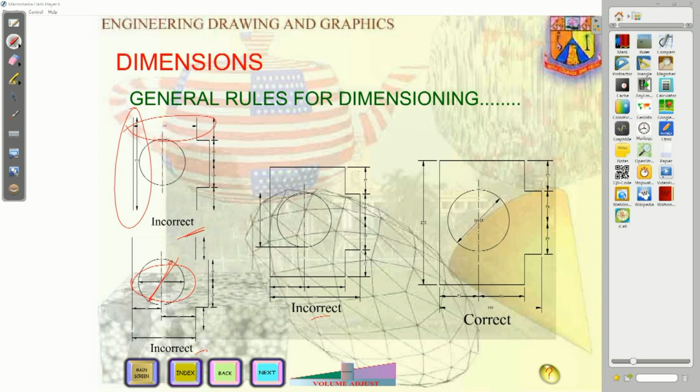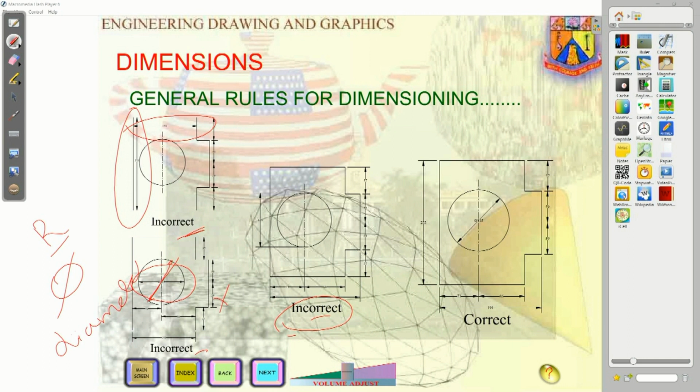We use this symbol for diameter, and R is used for the radial symbol. So this one is wrong. Try to look here. Why is it incorrect?